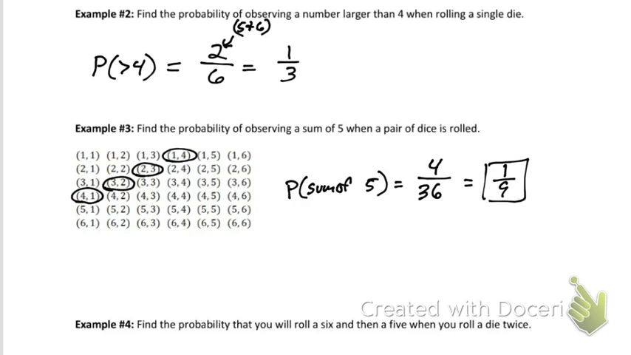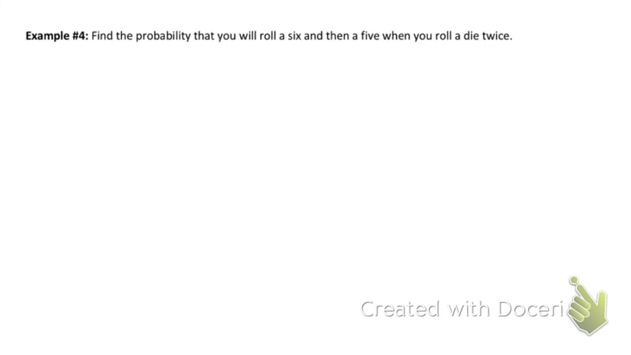All right, last one on simple probability, because simple probability is kind of boring. It's just counting. Example number 4 is find the probability that you will roll a 6 and then a 5 when you roll a die twice. How many of those outcomes up above are you roll a 6 and then you roll a 5?